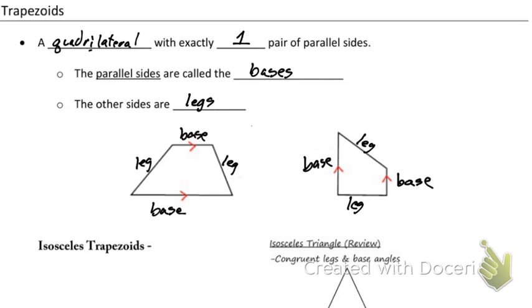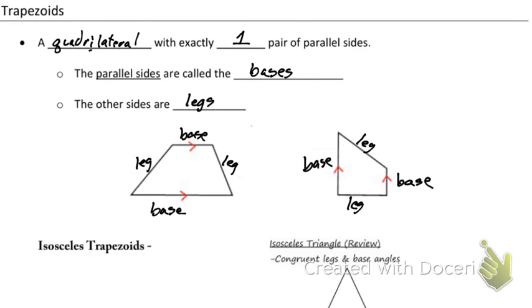So we have bases and we have legs. Bases are always the parallel sides. Doesn't matter which direction I draw it, the parallel sides are your bases. And legs are the other 2. It's important to know that because we use that to describe certain things.